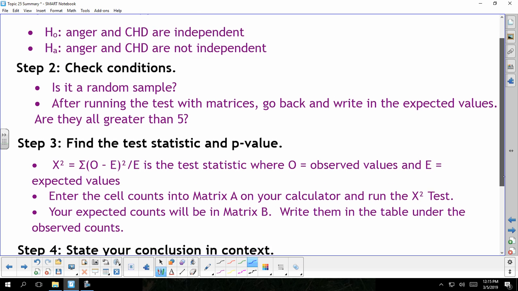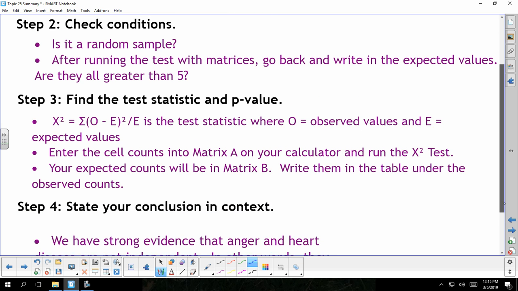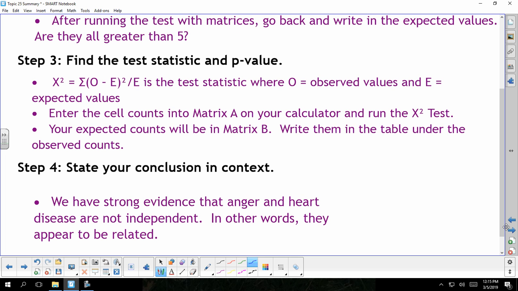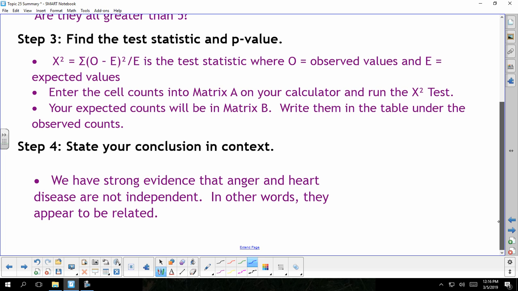Calculated our chi-squared test statistic. We entered our cell counts in matrix A on the calculator and ran the chi-squared test. The expected counts would be in matrix B. We're going to write them next to the table. And then our conclusion in context. We had a small p-value. So in this case, we have strong evidence that anger and heart disease are not independent. In other words, they appear to be related.